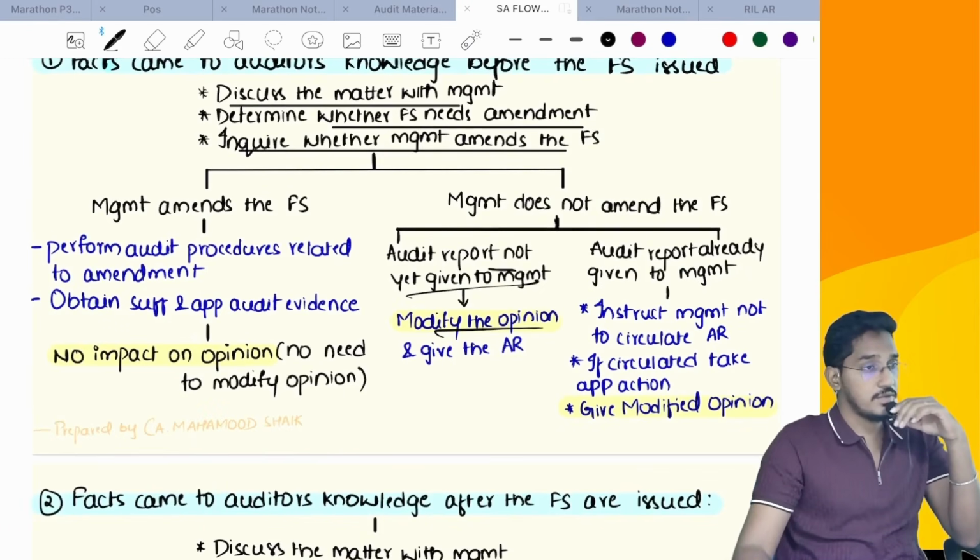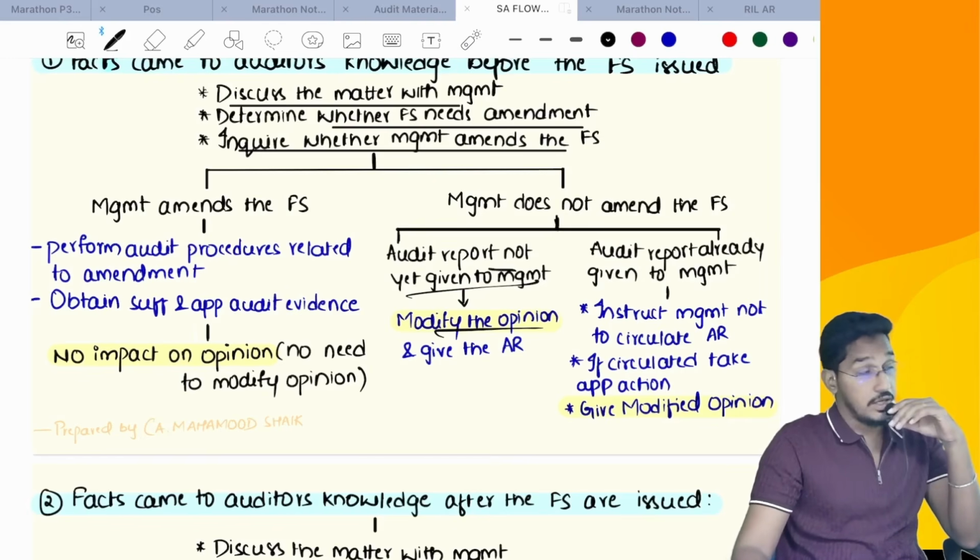What is the other case? By the time you came to know about the subsequent event, the audit report has already been given to the management. So I have given the audit report to the management. I got to know about a subsequent event. That subsequent event needs amendment of the financial statements. Management is not amending. Now what should I do? First thing you should do is instruct the management not to circulate the audit report. Don't circulate the audit report until my further notice.